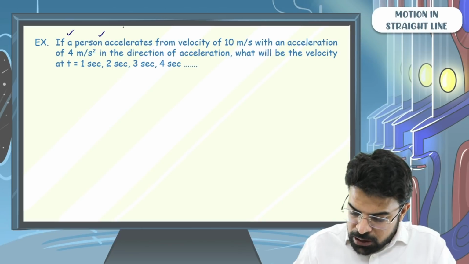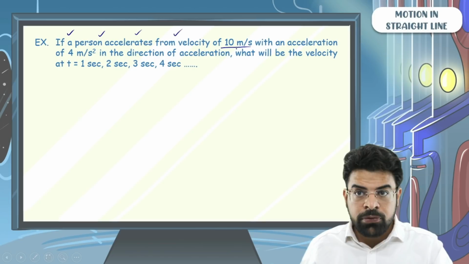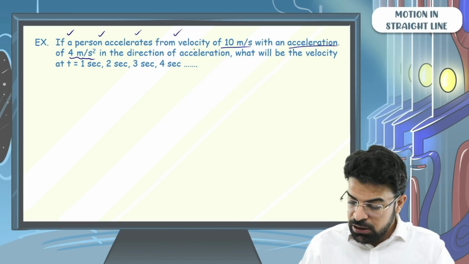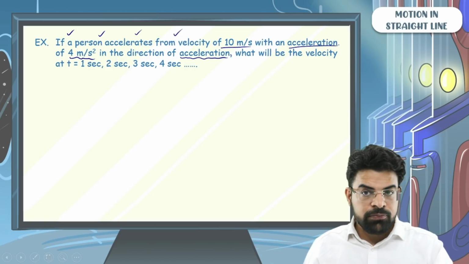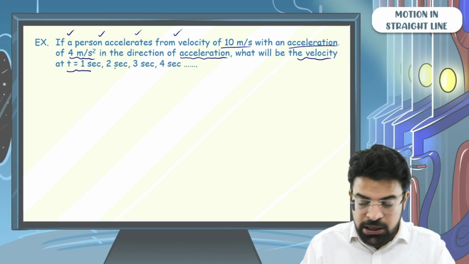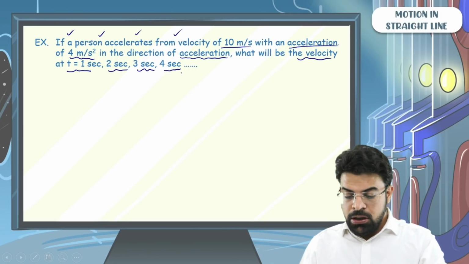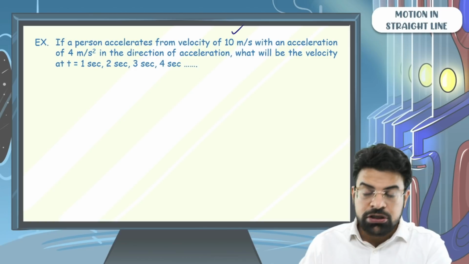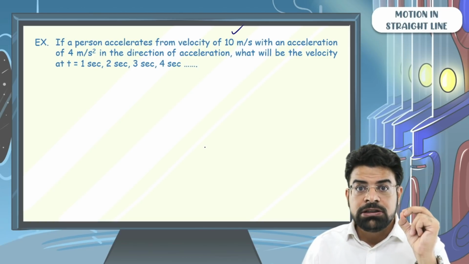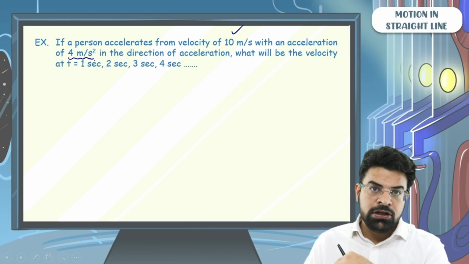If a person accelerates from a velocity of 10 meters per second with an acceleration of 4 meters per second square in the direction of acceleration, what will be the velocity of the person at time equals 1 second, 2 seconds, 3 seconds and 4 seconds? So the initial velocity of the person is 10 meters per second and the acceleration is 4 meters per second square in the direction of acceleration.